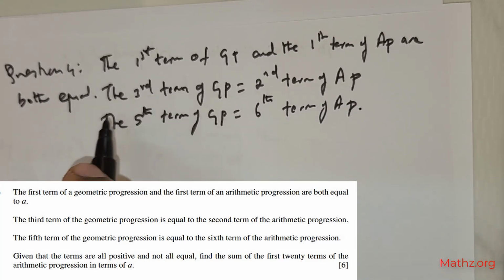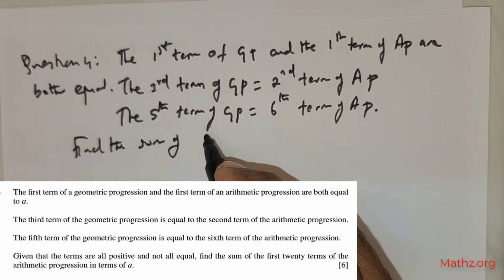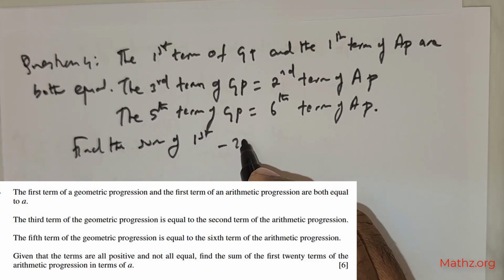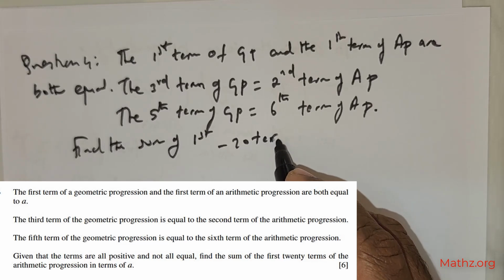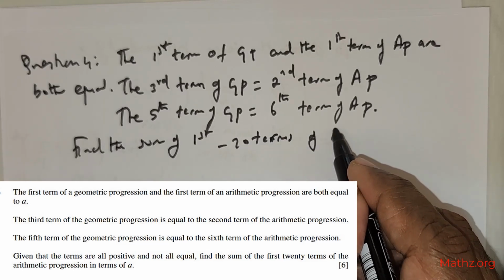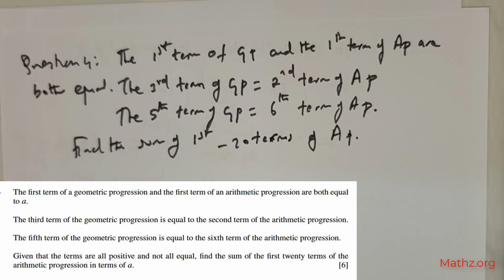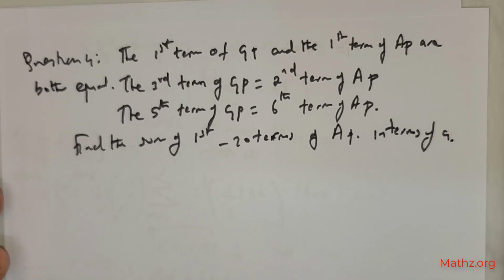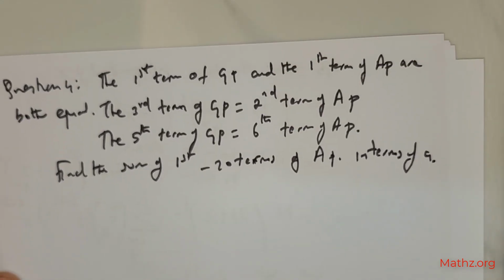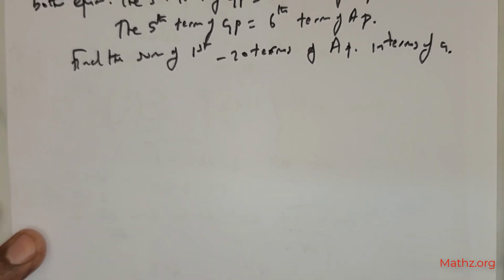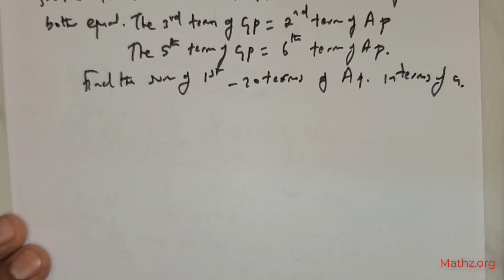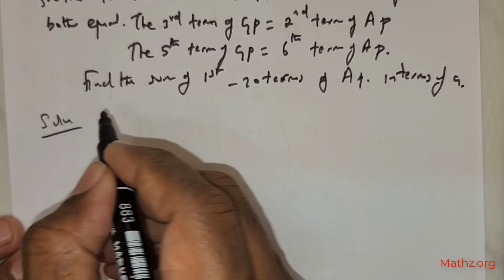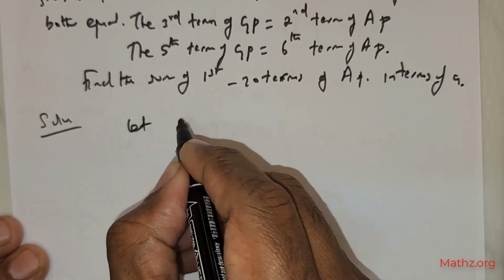Now all terms are positive and we are asked to find the sum of first 20 terms of AP, in terms of A. So that is the question, and the question looks very abstract. So let's start with a solution. So let me just start like this.